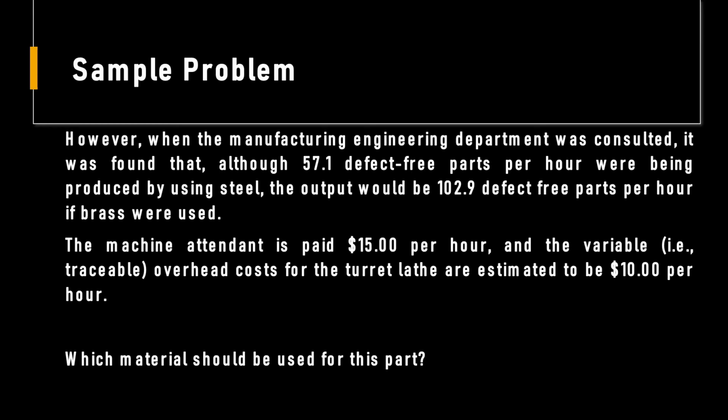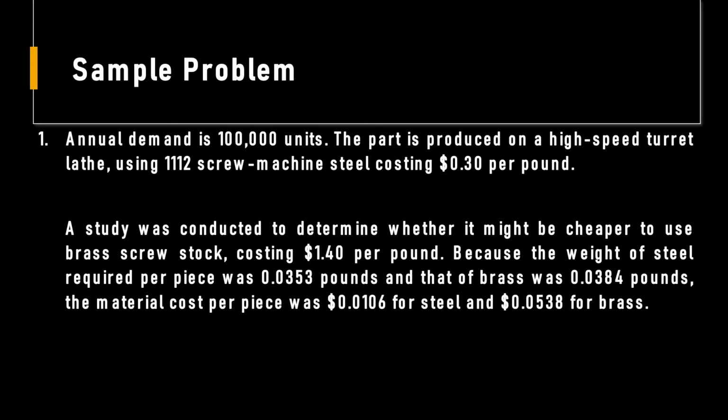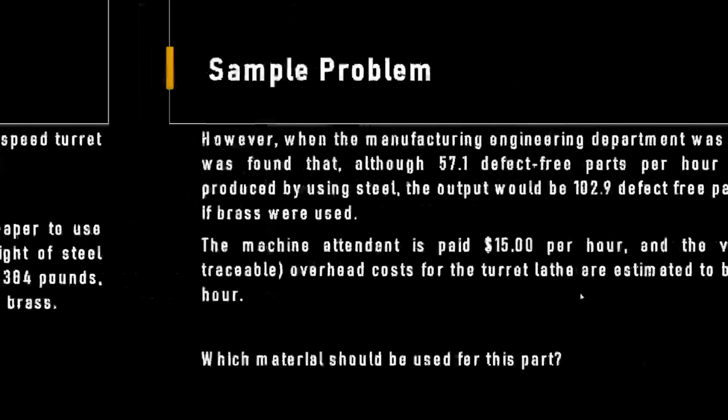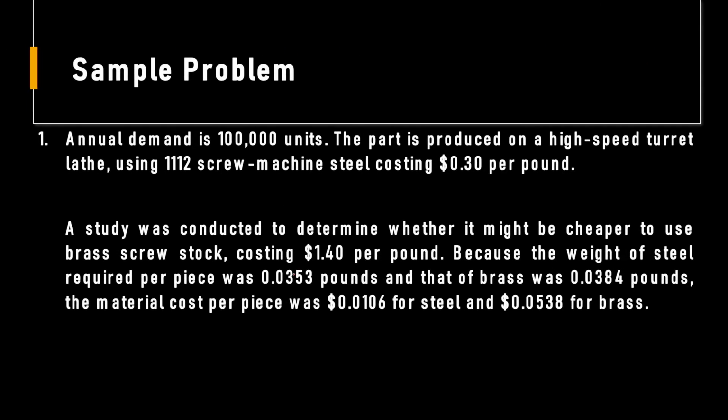Sa problem natin, kailangan daw natin ng 100,000 units ng isang part. So yung part na yun, pwedeng gawa siya sa steel or brass. Yun yung option natin for material use. Nakita rin na yung presyo ng steel per pound is 30 cents lang compared dun sa brass na $1.40, so mas mura siya kung material lang yung pipiliin mo. Kaya lang nakita rin na mas mataas pala yung output ng brass na 102.9 defect-free parts per hour compared sa 57.1 defect-free parts per hour ng steel. So, i-consider natin yung lahat ng factors na pwedeng maka-affect doon sa cost, hindi lang yung material cost per unit.